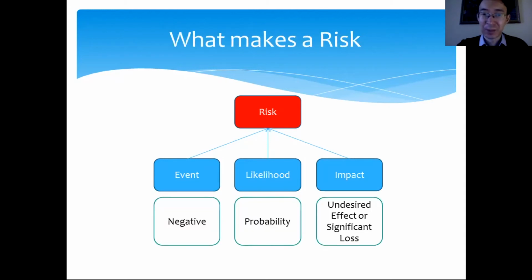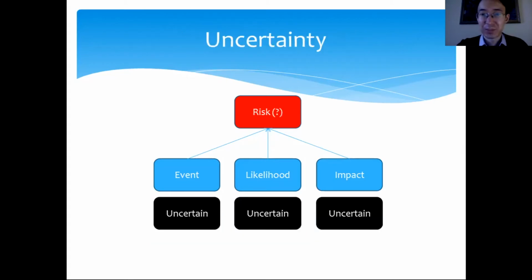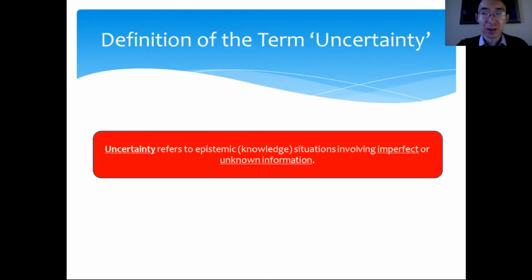We know that there can be a negative effect, there can be a probability, so it can happen, and it can cause a significant loss. In this case, we are going to say that it is a risk which was calculated. But that's going to be a bit later in the lecture. So let's define the term uncertainty.